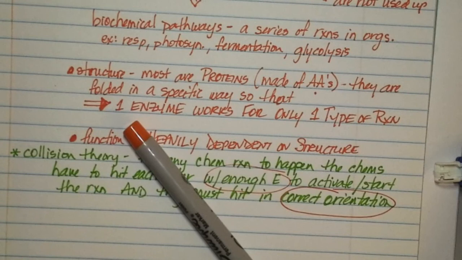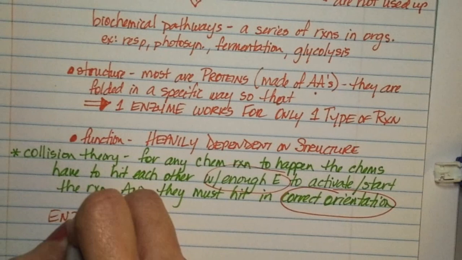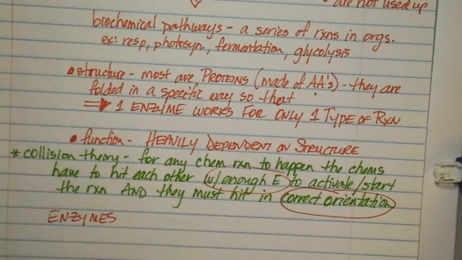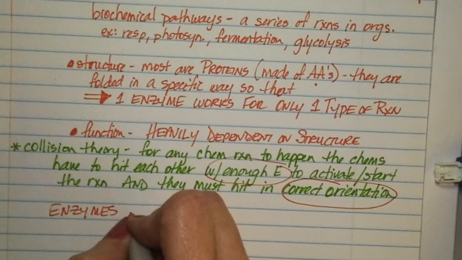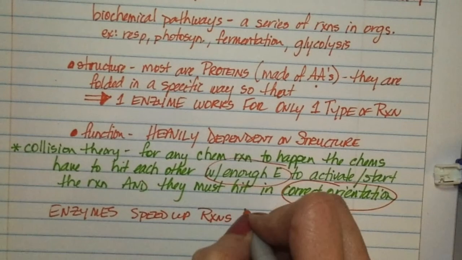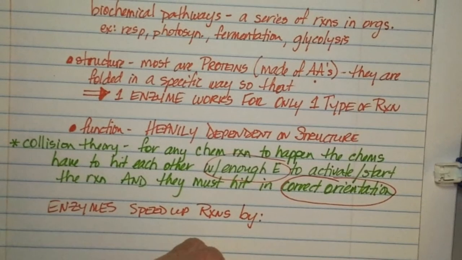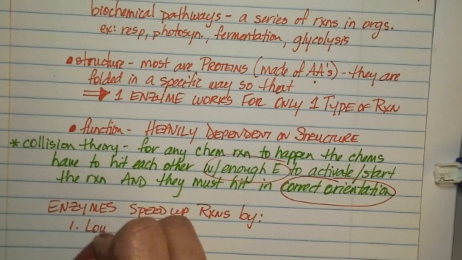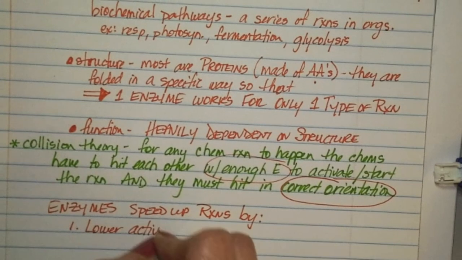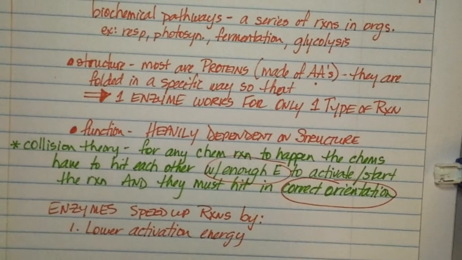So, going back here, let's look at the enzymes. The enzymes speed up chemical reactions by doing 2 things. Okay, the first thing is that they lower the activation energy. How much energy does it take to get these reactions going? Okay, so again, the activation energy. How do we get it activated? How do we get it started?